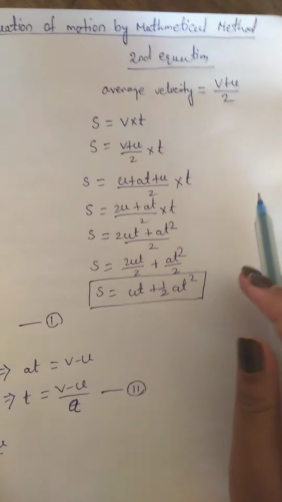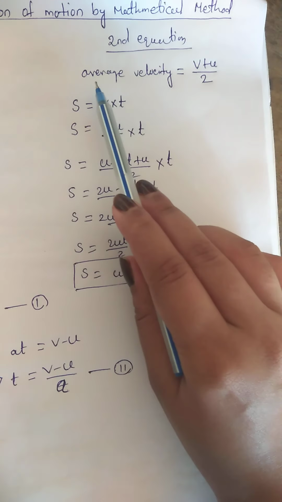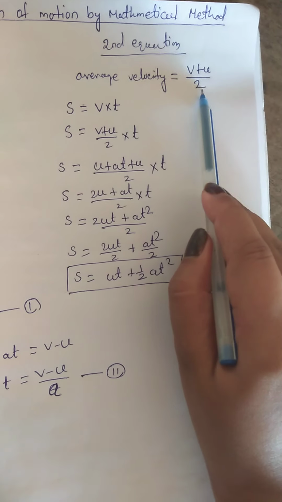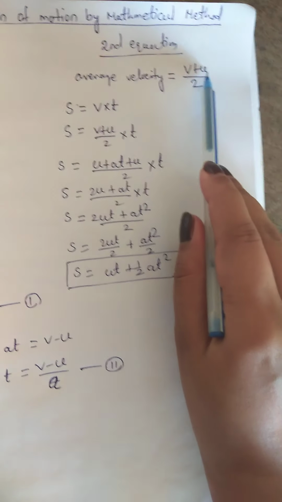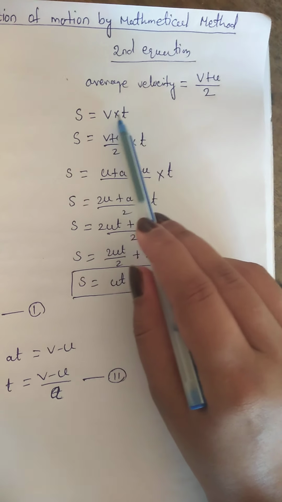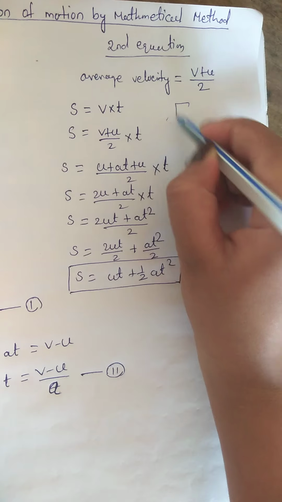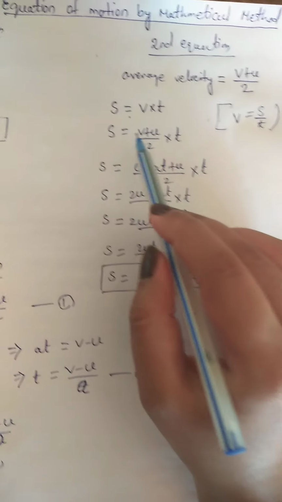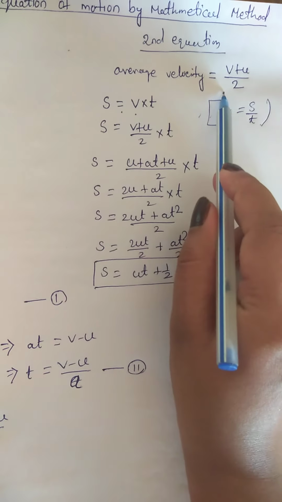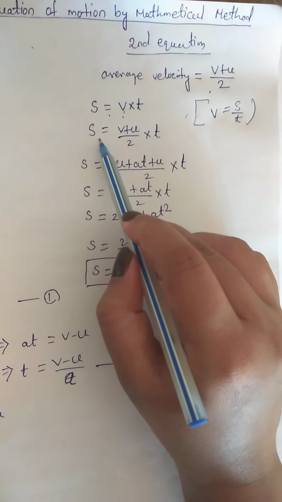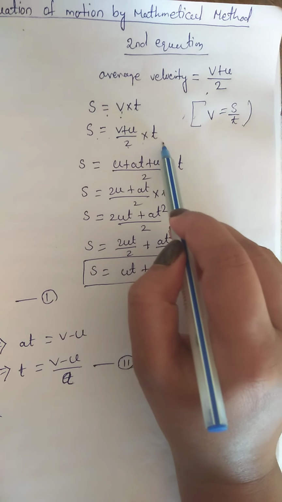Now coming to the second equation of motion, we know the formula for average velocity is (v + u)/2, that means final velocity plus initial velocity divided by 2. Now we know that distance is equal to velocity into time, because velocity is equal to distance by time. Now putting the value of average velocity in place of velocity, because the body is already in motion, distance is equal to average velocity into time.